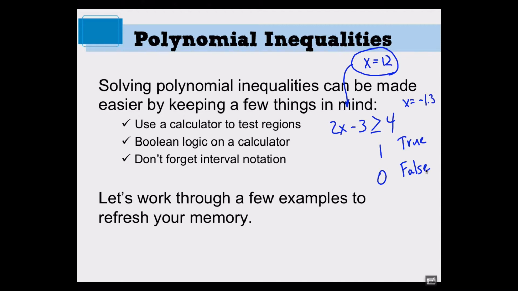All right, test that one. So, before you do it, hold on. When you're testing regions, the inequality could be rather lengthy and ugly. You should know how to pull this up again without having to retype it. So your keystroke would be something like negative 1.3 store x, and then arrow up to the inequality that you already typed in, hit enter twice, and it should spit out 0. Good, because it's false.